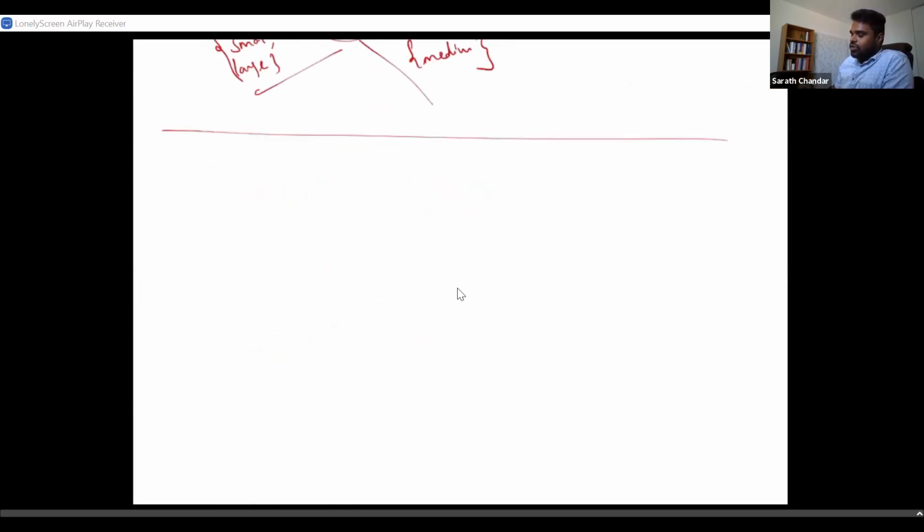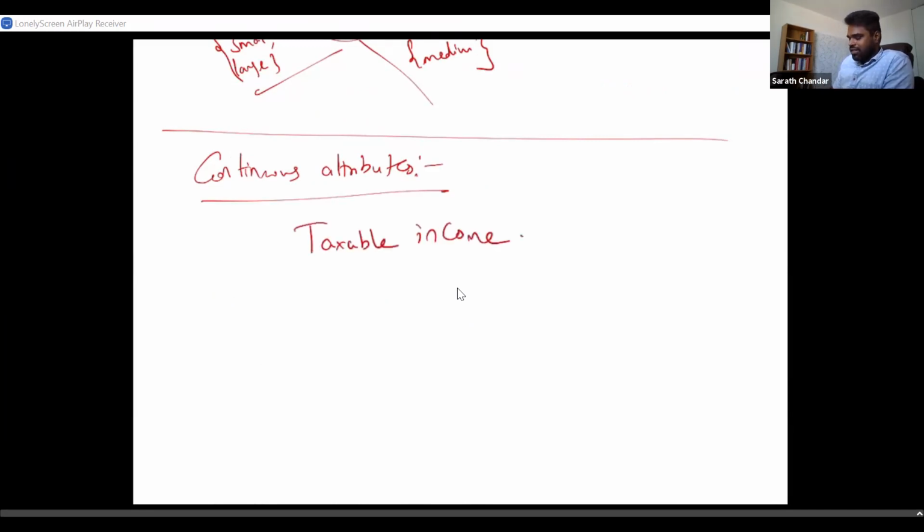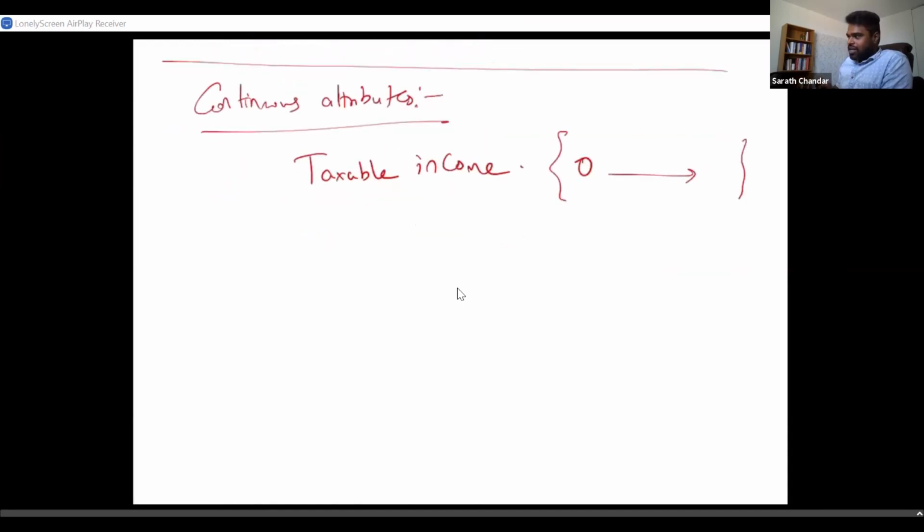So now what if I have continuous attributes? Let's say I have an attribute, taxable income. We have already seen this in the first example, right? Now what is the range of this taxable income? It could go from 0 all the way to, I don't know, millions or billions of dollars. So you could earn as much as you want. Now how can I come up with a test for continuous attributes? So now there are at least two ways.